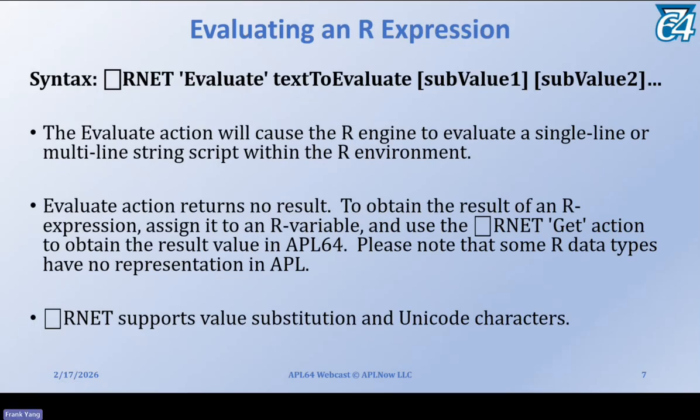One of the most often used actions of Quad-RNET is called evaluate, or we can use eval as well. The evaluate action will cause the R engine to evaluate a single line or multi-line script within the R environment. Evaluate returns no result. To obtain the result of the R expression, you can assign that to an R variable and use the Quad-RNET get action to obtain the result in Apl64. Please note that some of the R data types have no representation in APL. And we can try an example.